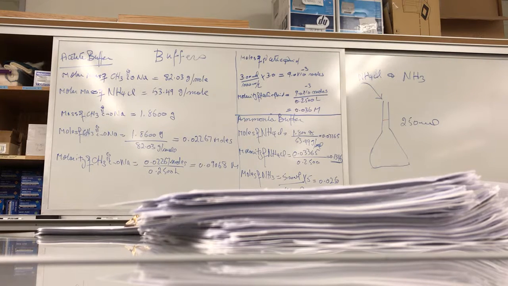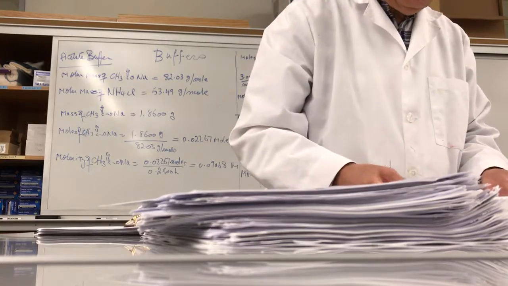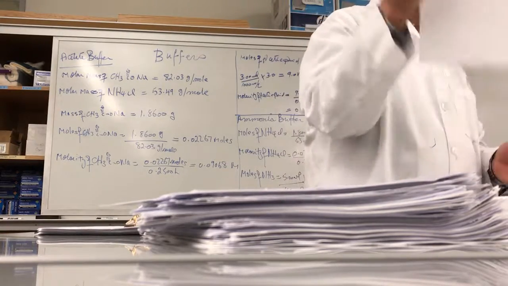Question: for the moles of NH3, 5 milliliters? Yeah, that's for you. Let me look at the table here. For you, where is that? Is that the 6? Yes, that's the 6 for you guys.